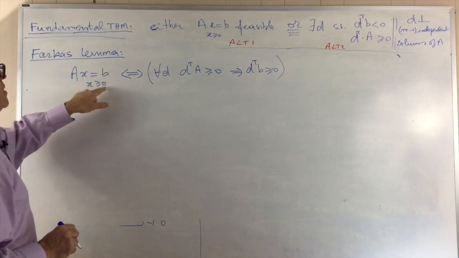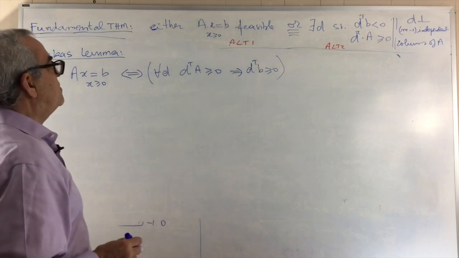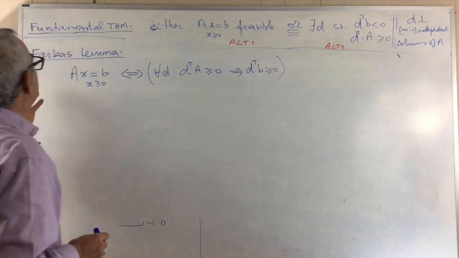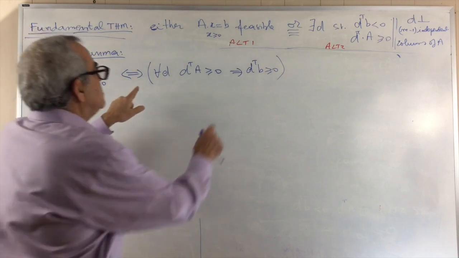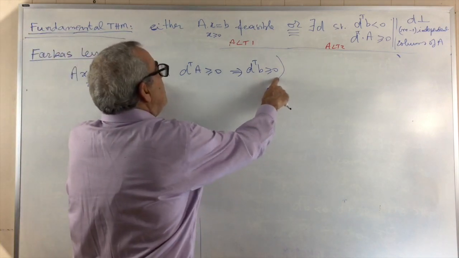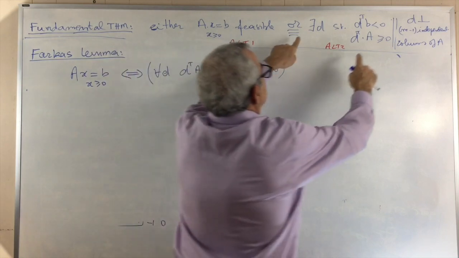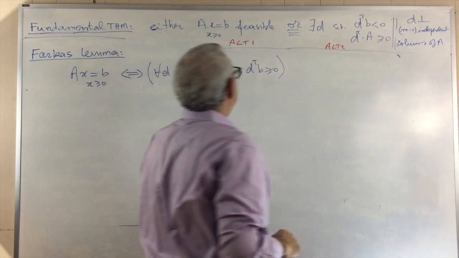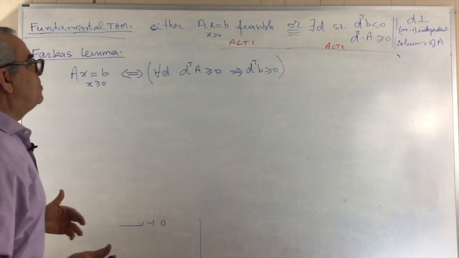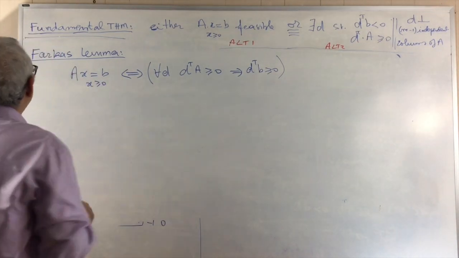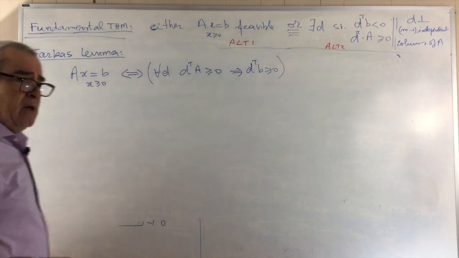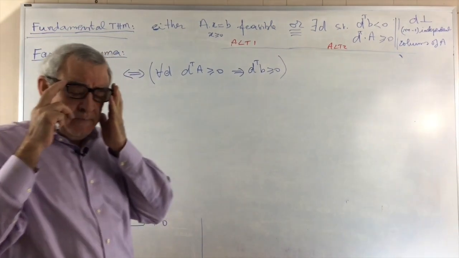Why? Because x is greater or equal to 0. That's simple. So we really don't need to prove this. This is equivalent to the fundamental theorem. Why? Because this statement right here is the logical opposite of this statement, right? So we have nothing to prove. It's a given. We already proved it. Now there are many forms of Farkas lemma.